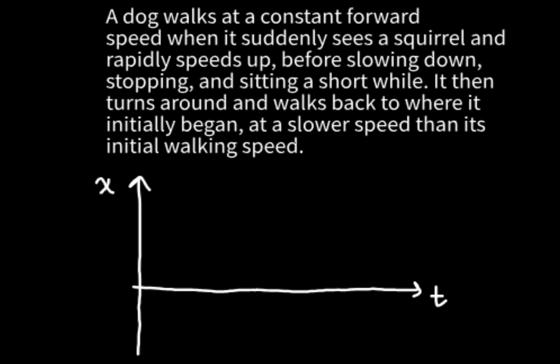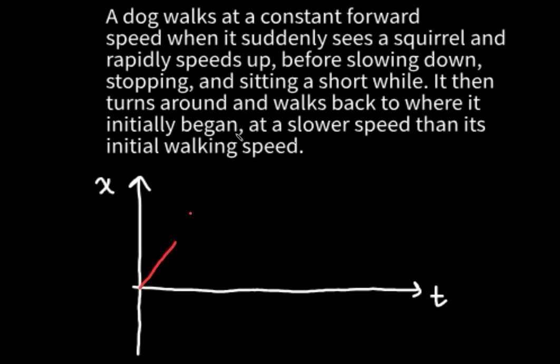Alright, to start, let's go over the challenge problem from the last video. So we have a dog that's going to walk forward at a constant speed, and we know that the slope of a position versus time graph is our velocity, or in this case we're saying our speed. So that means we need to start out with a constant slope.